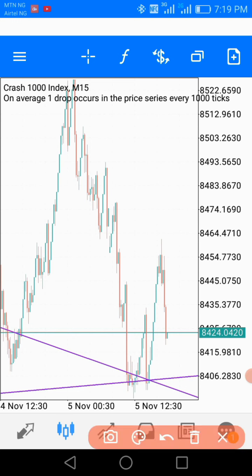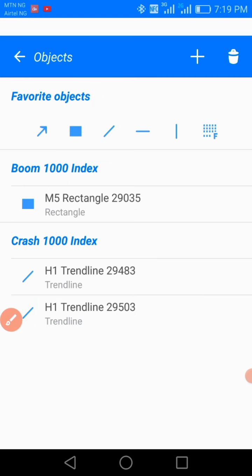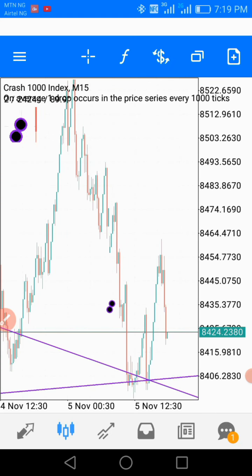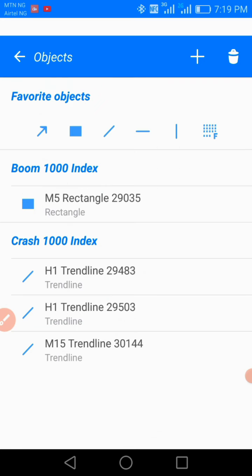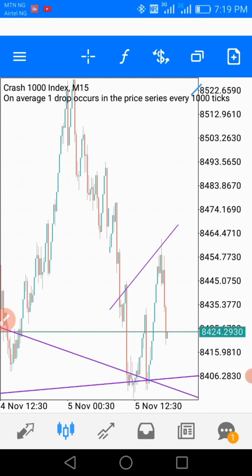Now, if you look very well here, you discover that the market is about making a new move on the lower time frame. Now, if you draw a trend line here and draw another one here, let me do it very well. Yes, let me bring the trend line. I can decide to draw a trend line here, then I can draw another one. Okay, this has formed a channel for me.